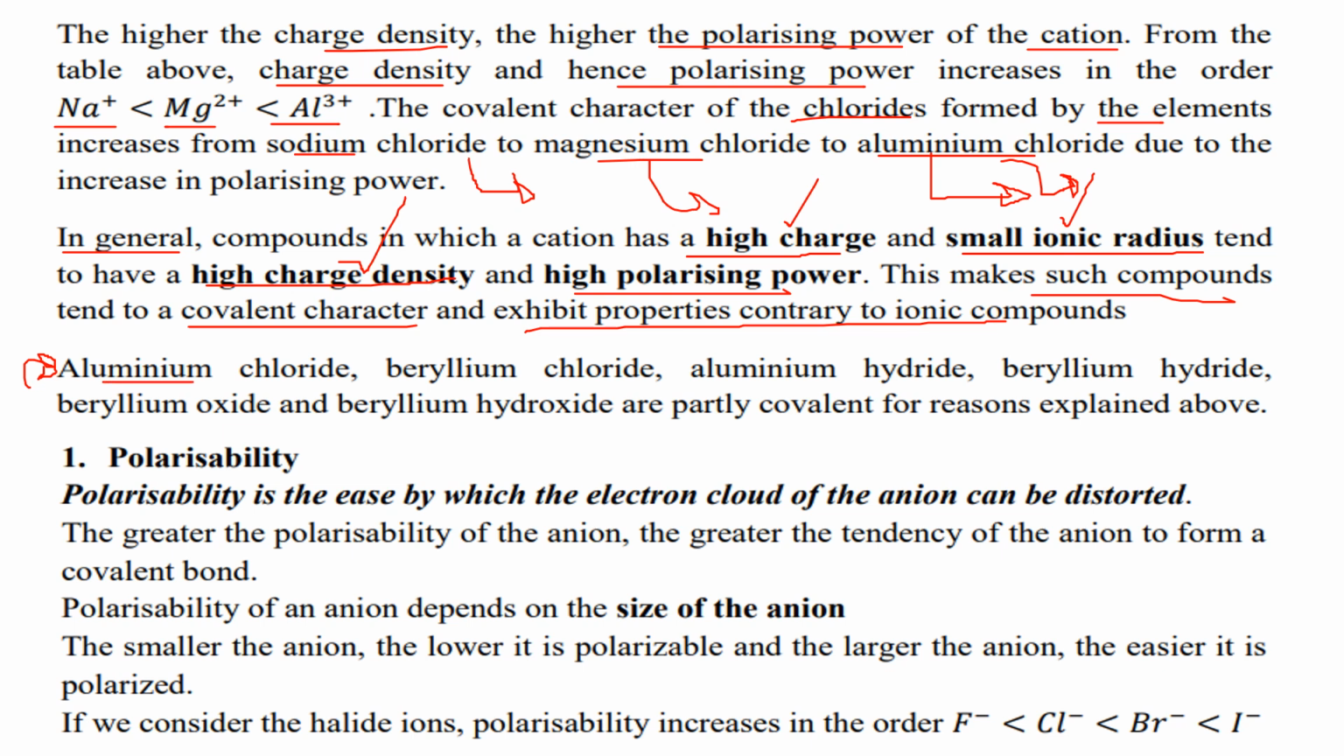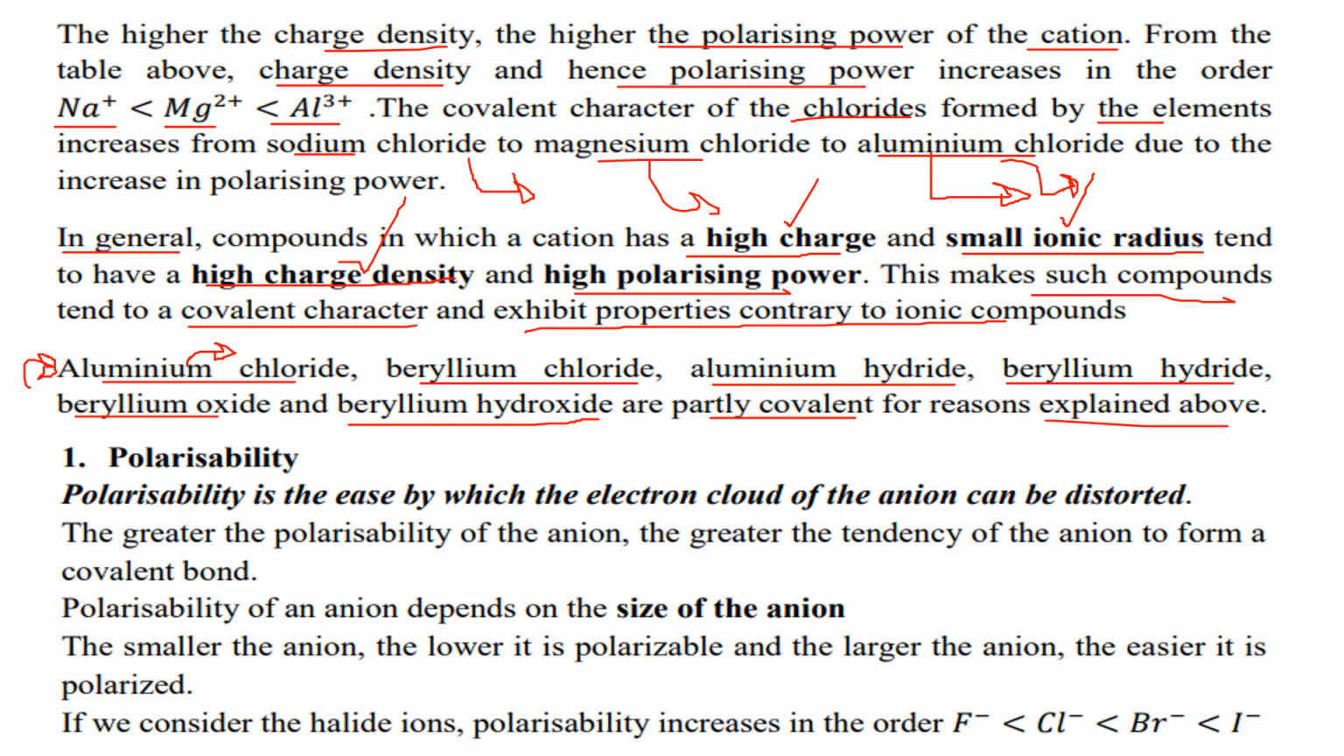So if you look at aluminium chloride, we expect that aluminium here has a small ionic radius and high charge together with high charge density, which gives it a high polarizing power, and therefore the whole compound is predominantly covalent. Similar applies to beryllium chloride, aluminum hydride, beryllium hydride, and beryllium oxide together with beryllium hydroxide, which are partly covalent for reasons explained above.